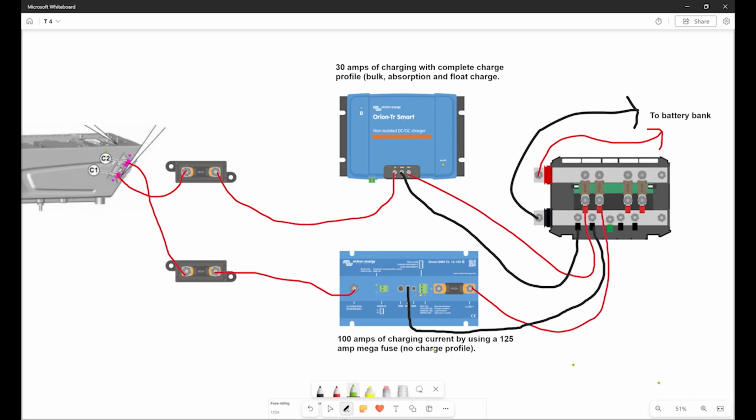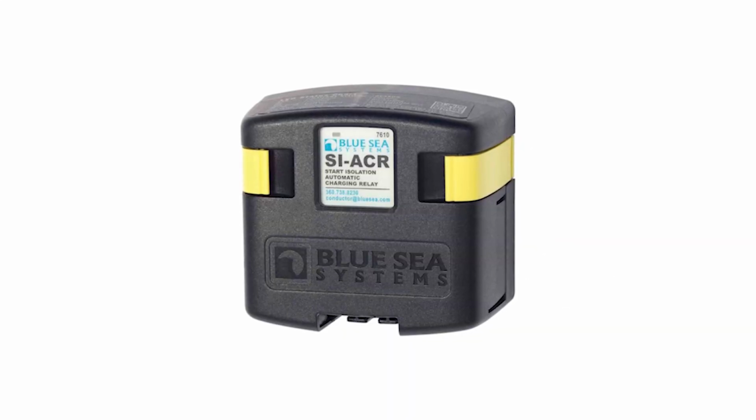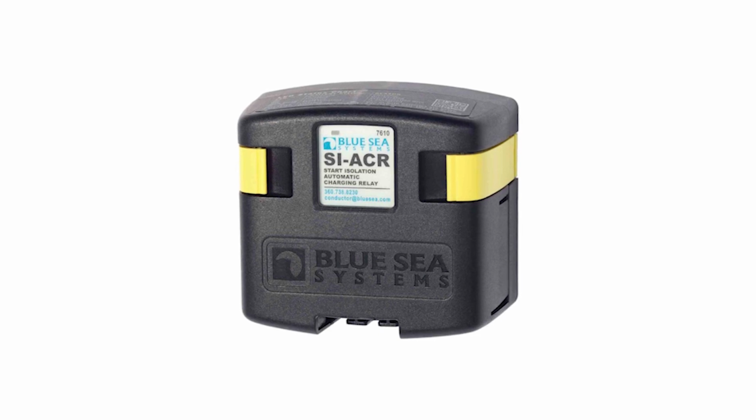And the current limiting thing is actually really important. If a lithium battery bank is discharged, it'll try to take as much current as it can, and you would likely blow that 175 amp fuse if you used a regular relay that didn't have a current limiting feature, something like a Bluetooth ACR.